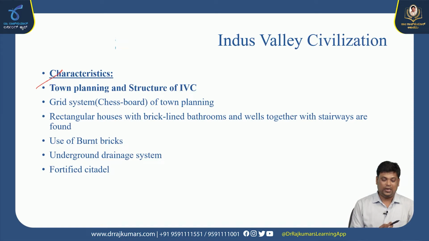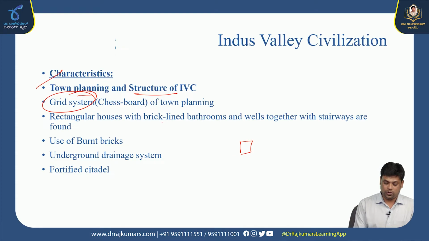So what are the characteristics? Town planning and structure of IVC. Grid system town planning: all houses were constructed in rectangular shape, and each and every house used to contain bathrooms, and all the bathrooms were linked well, and the wastewater goes to the drainage, a well drainage system as well.